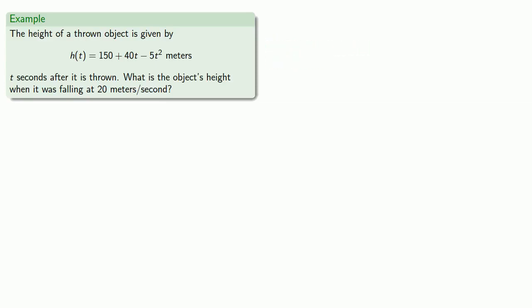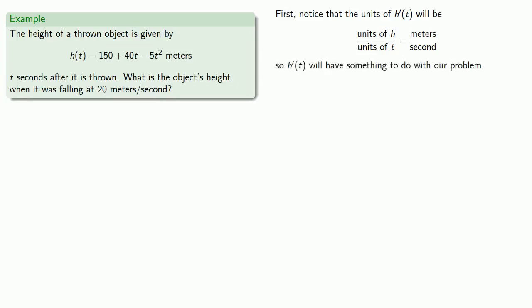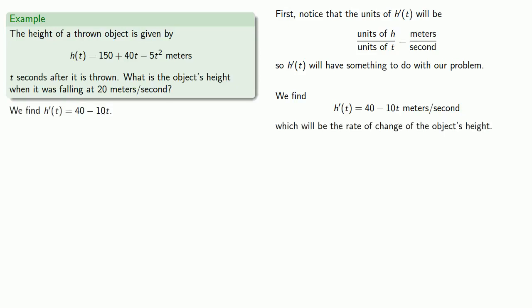Now, one extremely useful thing to do is to look for the units. So we might start out by looking for the units of h prime of t. And those units will be the units of h over the units of t. So that'll be meters per second. And the thing to notice is that in our question, there is a reference to something that is measured in meters per second. And that suggests that h prime of t will have something to do with our problem. So let's find the derivative.